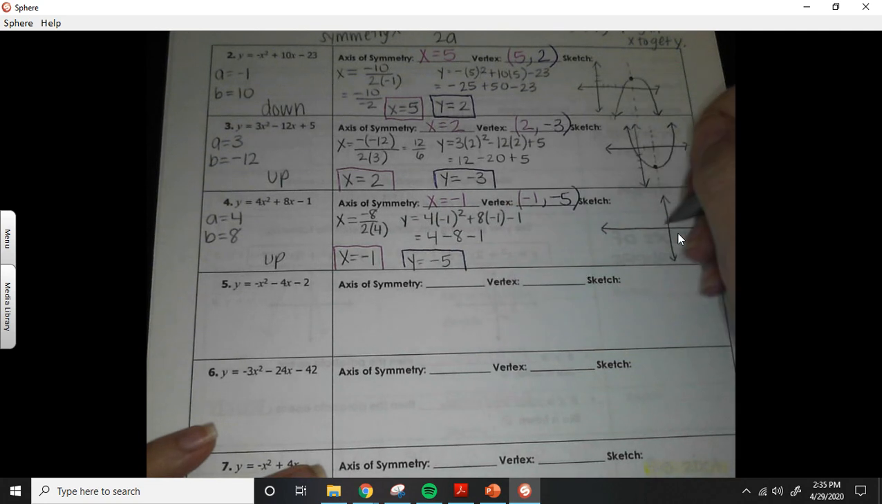Okay, so our vertex is at negative 1. I didn't need to make it that big. Okay, here's negative 1, our vertex. We're going to go down 1, 2, 3, 4, 5.